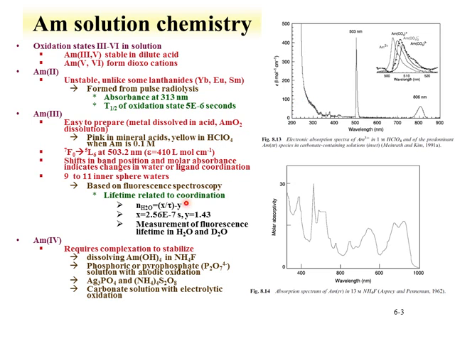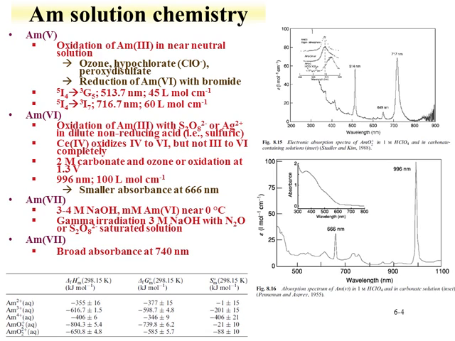Americium-4 requires complexation to stabilize, so one must oxidize the 3 to the 4 and then work on the ability to stabilize the compound. As an example, here's an absorbance spectrum of Americium-4, which is in 13 molar ammonium fluoride. So very non-standard solution. Other oxidation states of Americium can be achieved.